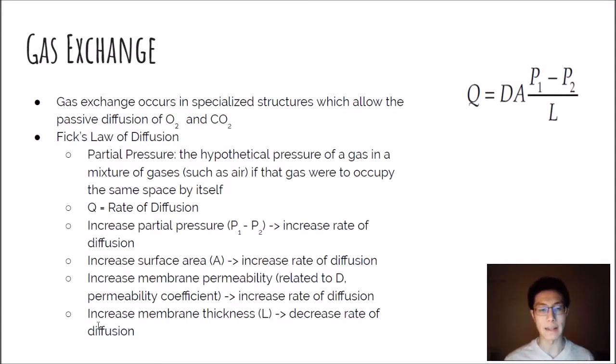And finally, we have this over here, which is your membrane thickness. It's kind of like the path length. If you increase the L value, so you're increasing the thickness of the membrane, you're going to decrease the rate of diffusion. Whereas if you decrease the membrane thickness, you decrease the L in the denominator, which makes this number bigger and therefore increases your rate of diffusion. If you make L larger, this number is going to be smaller, so you're going to decrease the rate of diffusion.